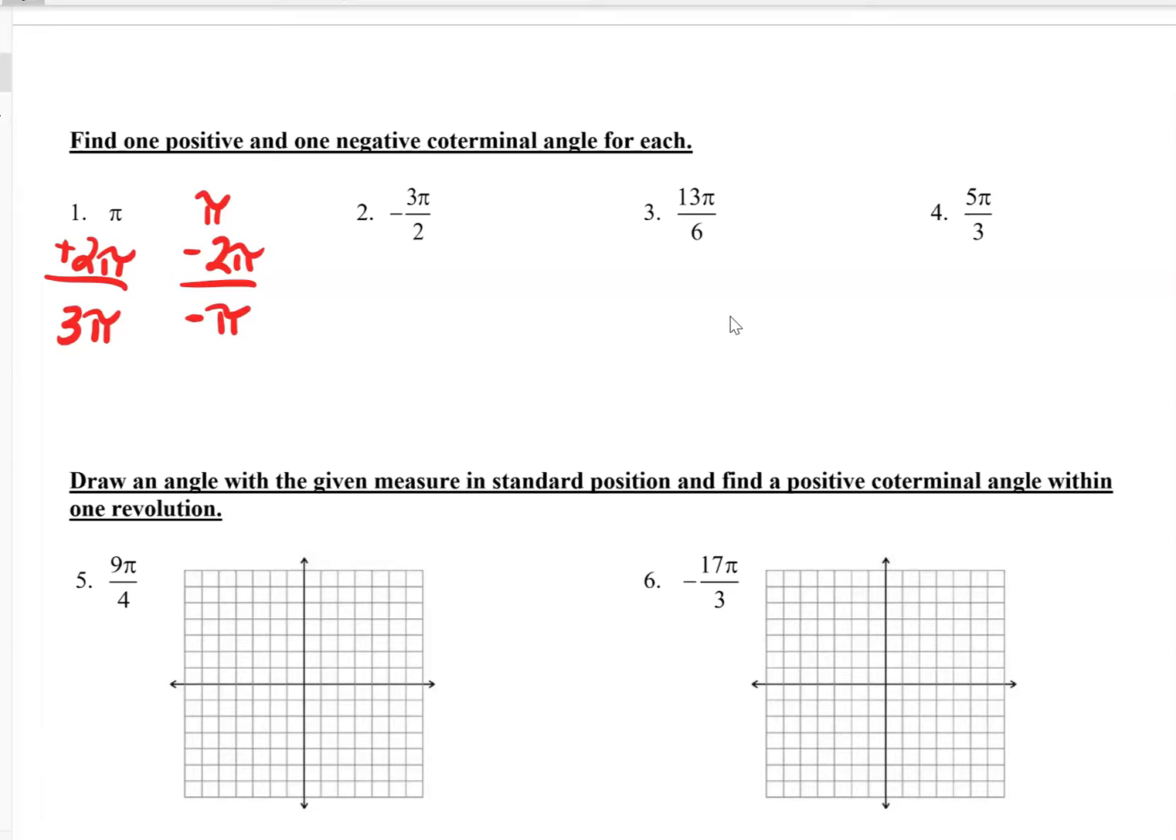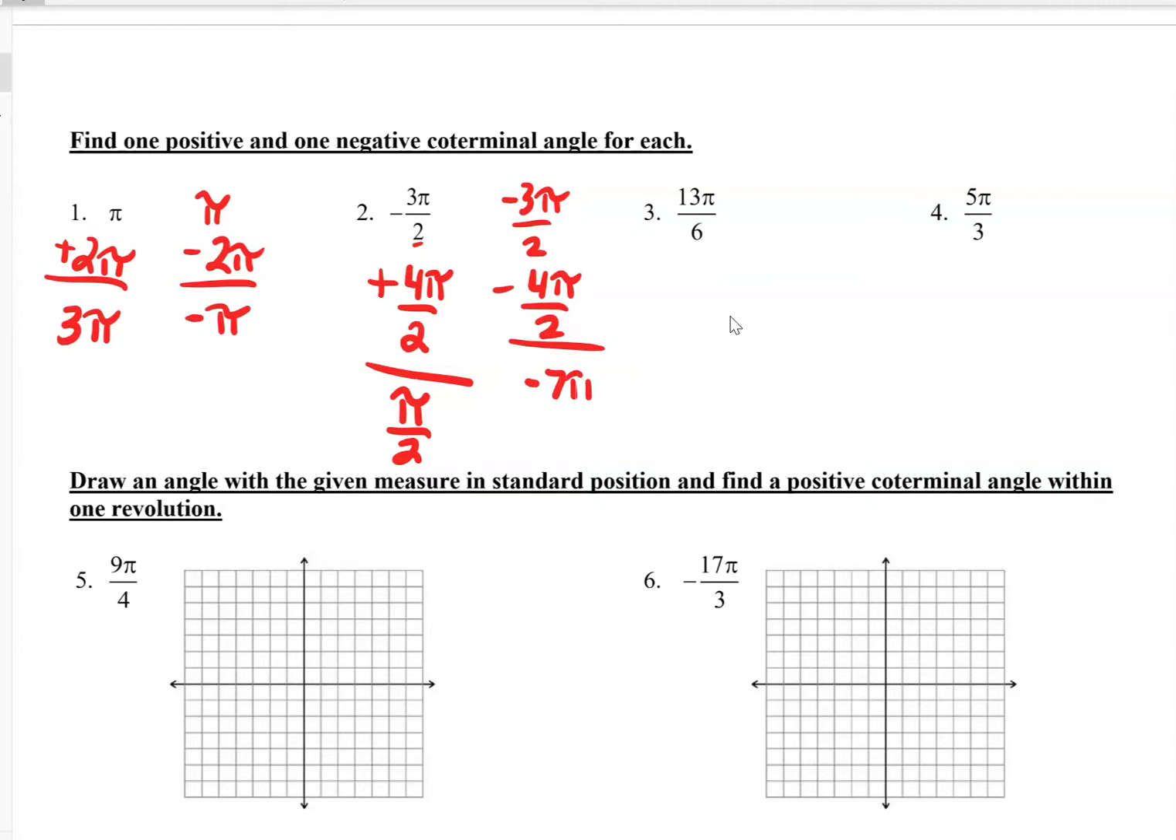Negative 3 pi over 2. Again, we can add 2 pi, but since it's over 2, we're going to write this as 4 pi over 2. So negative 3 pi over 2 plus 4 pi over 2, think of it as negative 3 halves plus 4 halves pi. So we just get 1/2 pi, or just pi over 2. For the negative coterminal angle, we will subtract 4 pi over 2. And therefore we get negative 7 pi over 2.